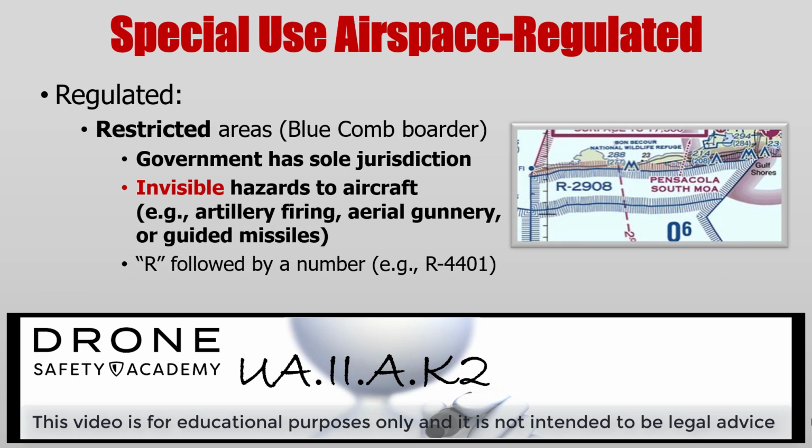Restricted special use airspace also has a blue cone border. In restricted areas, the government has sole jurisdiction. It may have invisible hazards to aircraft, such as artillery firing, aerial gunnery, or even guided missiles. It's further identified by capital R followed by a number.